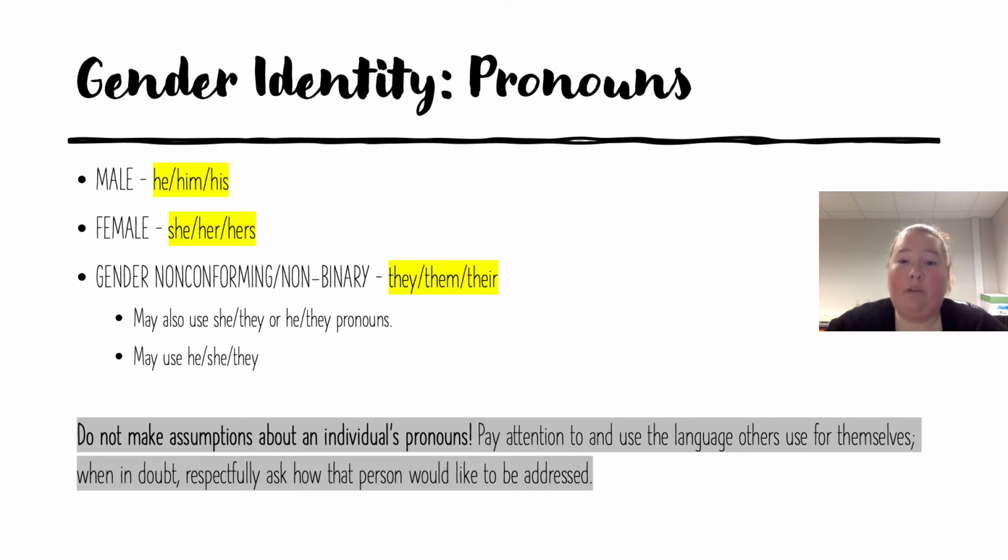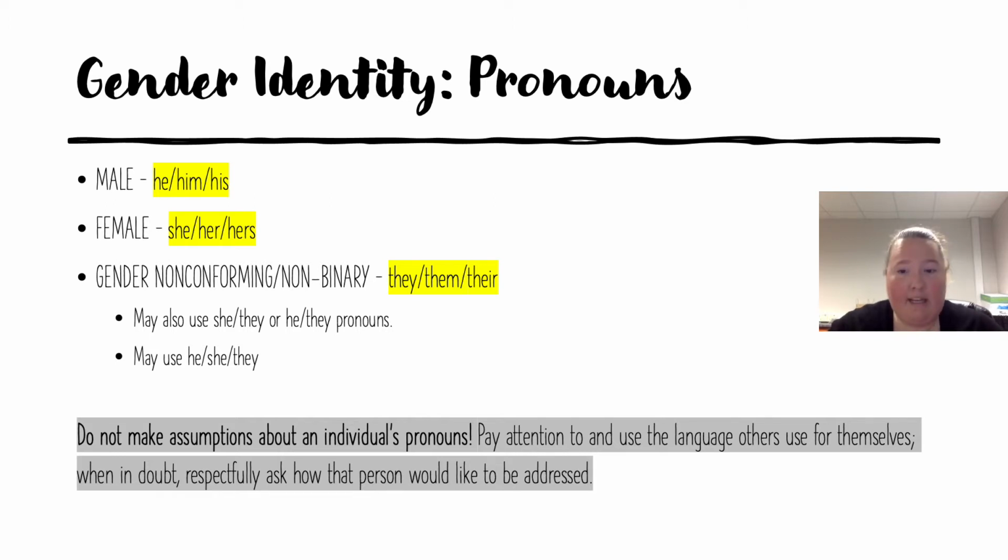Let's talk about pronouns. Generally speaking, individuals whose gender identity is male will use he, him, his pronouns. Females will use she, her, hers, and gender nonconforming or non-binary individuals tend to use they, them, or their pronouns. Some gender nonconforming or non-binary individuals may use a combination of she, they, he, they, or he, she, they pronouns.